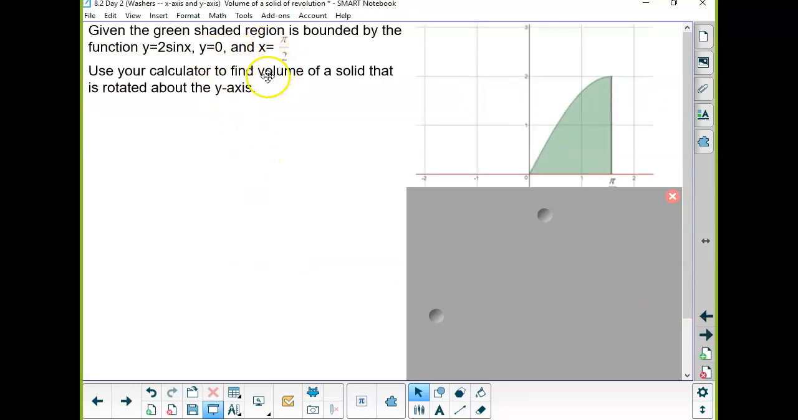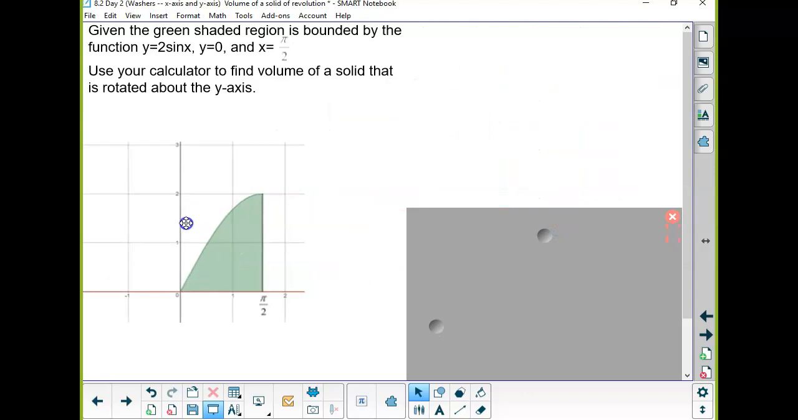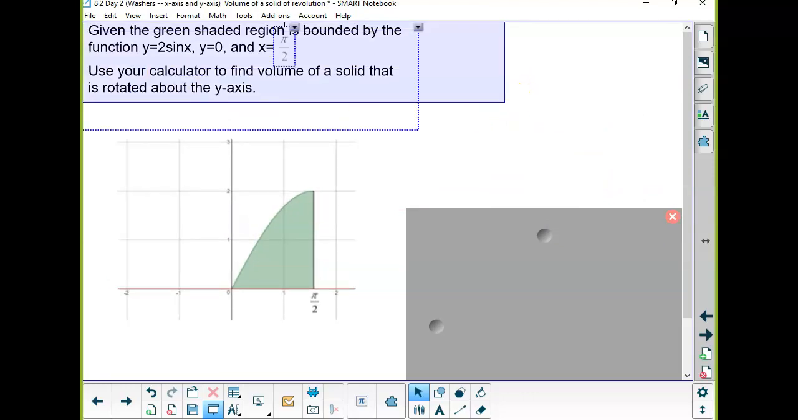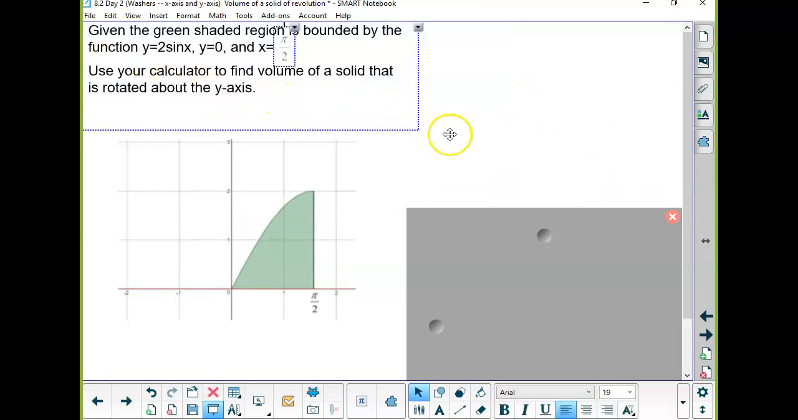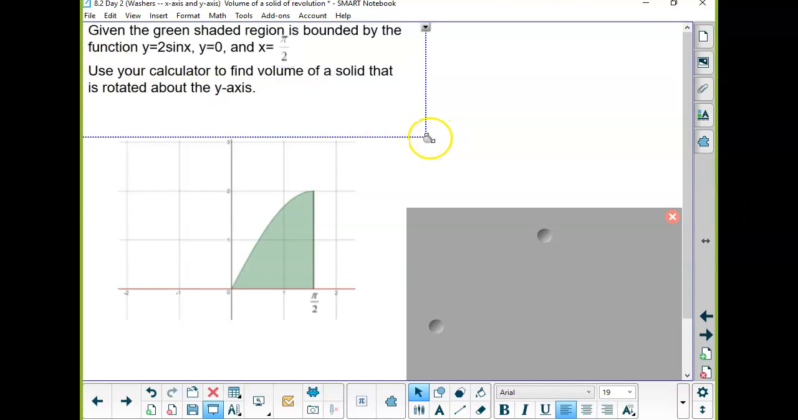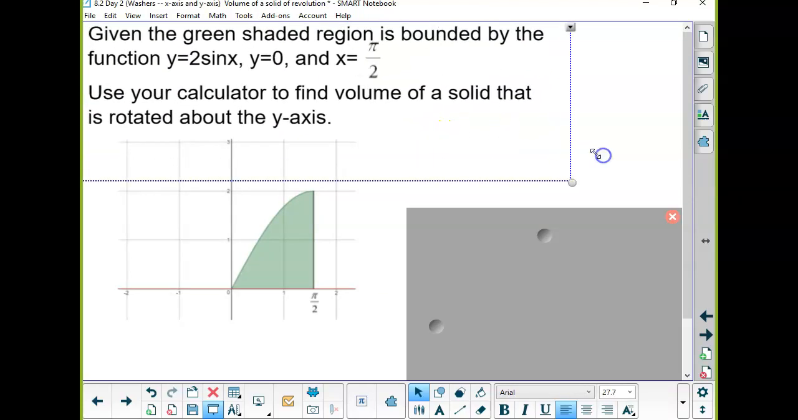All right, let's try this one. Now, notice the directions right away. Use your calculator to evaluate. So we're going to set this up, and then we'll use our calculator to save time. Try to make that bigger. I think I can do this. There we go.